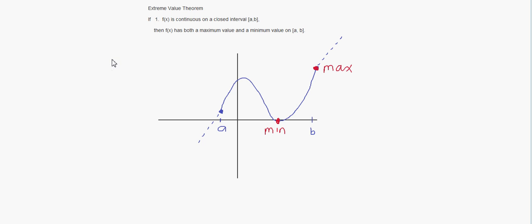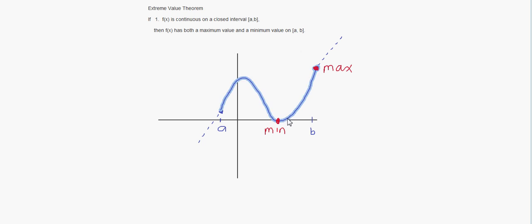It says that if f of x is continuous on a closed interval from a to b, then f must have both a maximum value and a minimum value. And when they say maximum and minimum, those are called extreme values. What they're talking about are the greatest y value and the least y value. So maximum would be the point with the greatest y value. Minimum would be the point with the least y value.